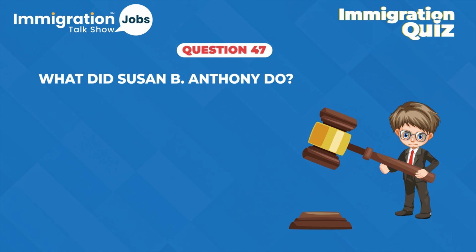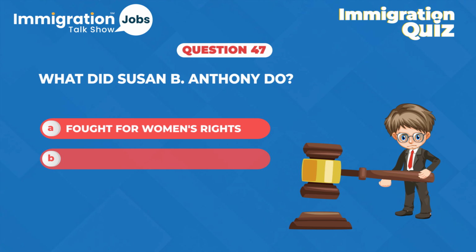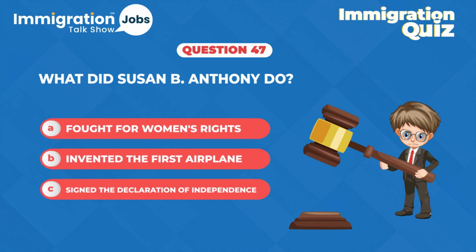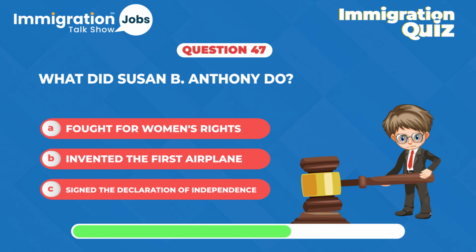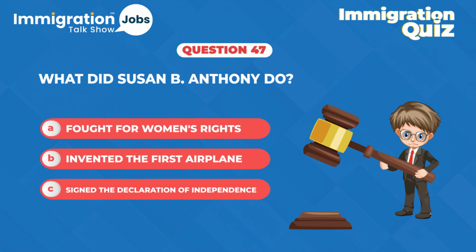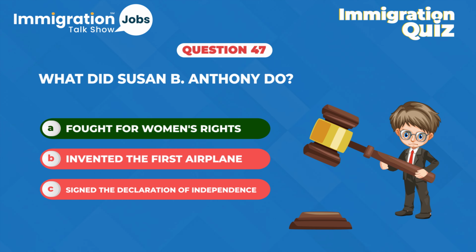What did Susan B. Anthony do? Option A, fought for women's rights. Option B, invented the first airplane? Or option C, signed the Declaration of Independence? And the correct answer is option A, fought for women's rights.